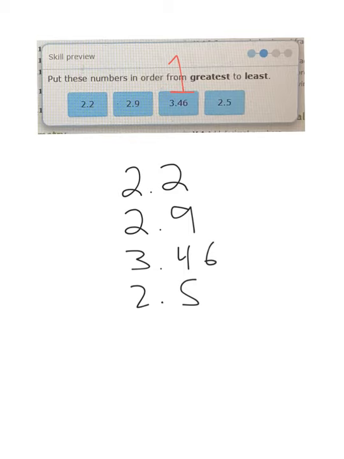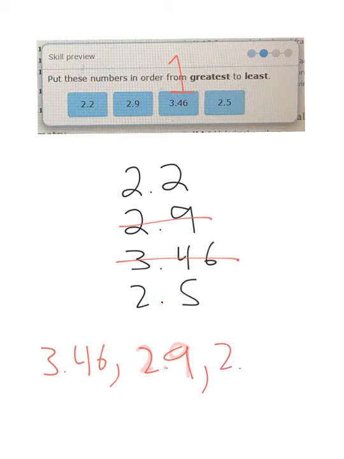Next, I don't know if it's more visual for you if I write down here, 3.46 is the biggest. Then I look through, okay, I'm also going to cancel this one out. The 2s are all the same. Now we're just looking at tenths. So what's the next biggest? It would be the 9. 2.9. Whoops, I didn't mean to write that so funny. That's okay. You can still see it. 2.9. After that one, we're just looking at the 2 and the 5. Obviously, 2.5 or 2 and 5 tenths is bigger than 2 and 2 tenths.